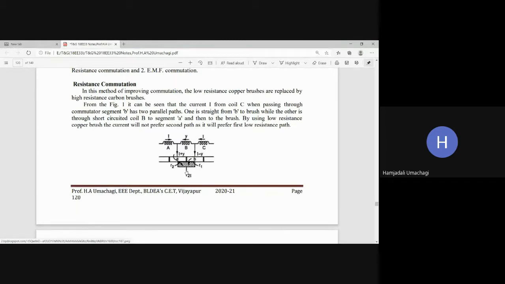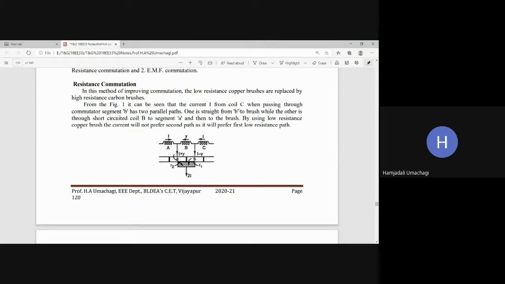Now, at the end of commutation, we have observed some spark here. If you refer back to the figure of the earlier class, at the end of commutation, we are observing some spark here. Yes or no? Do you agree? Yes, sir. Yes? Okay.